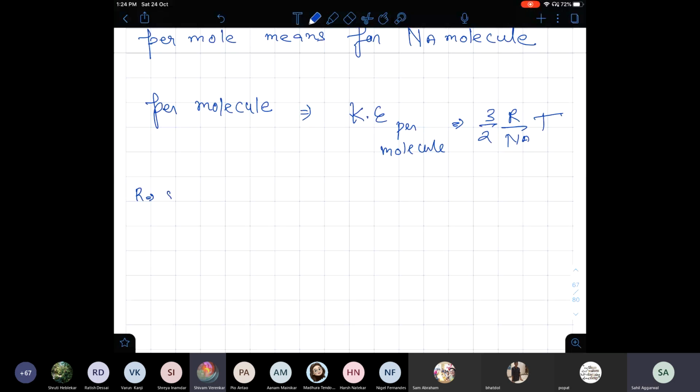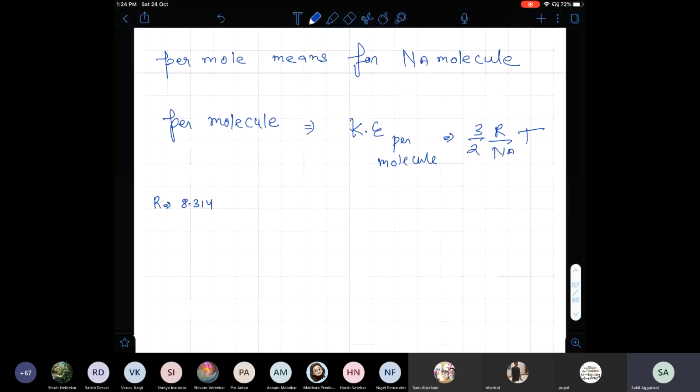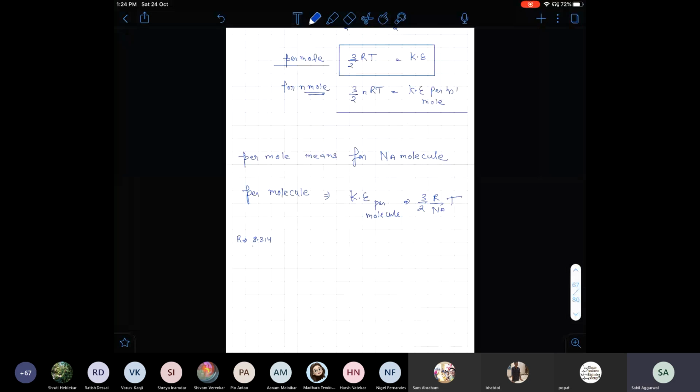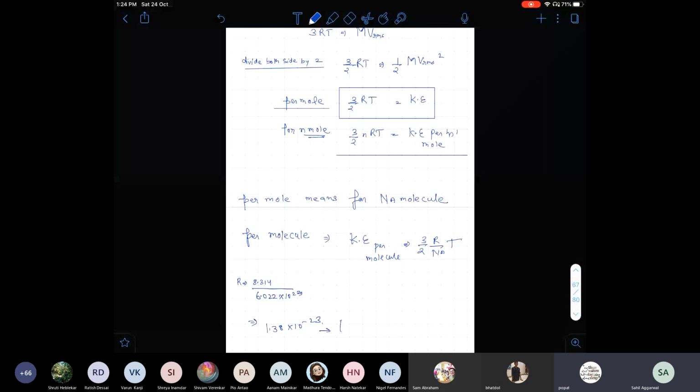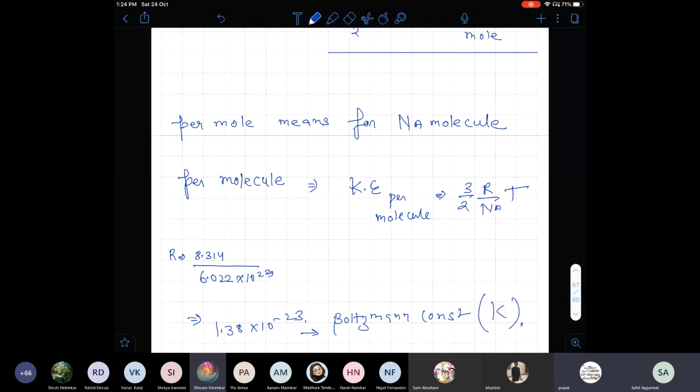What is R? 8.314. What is Na? 6.022 into 10 to the power 23. This comes out to 1.38 into 10 to the power minus 23. Right? This is called the Boltzmann constant, denoted by K. Boltzmann constant.